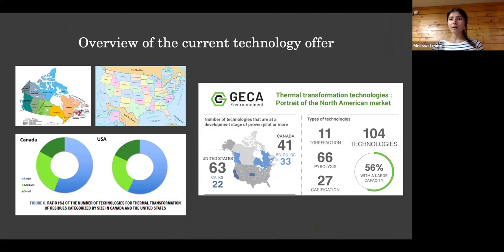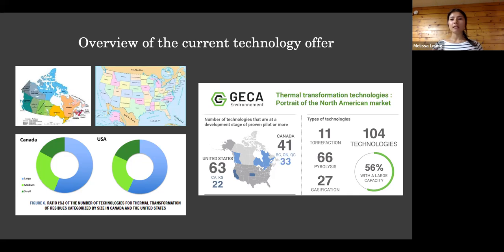Some of you may know us, we're consultants specialized in thermal transformation technologies, and we always keep a tab on the technology offers that are out there. So I'm going to present today an overview of what's out there in Canada and in the US more specifically. In our recent analysis, we found more than 100 technologies in those three broad categories that are at almost commercial level of development. That's generally a 7 and over on a scale of 1 to 10.